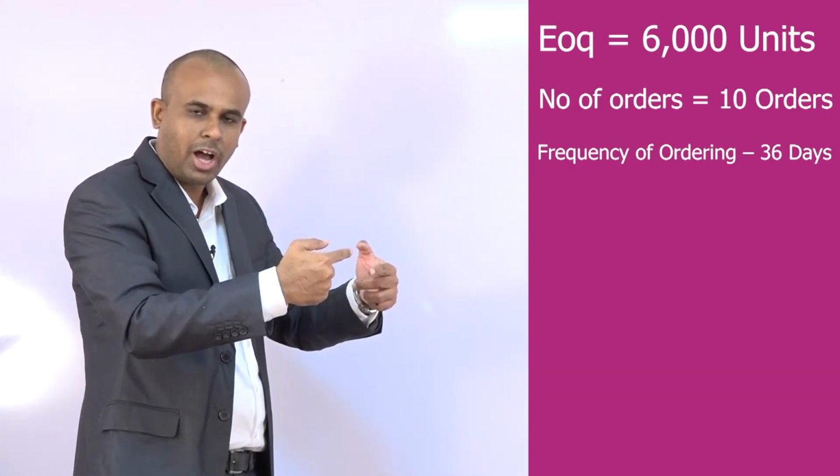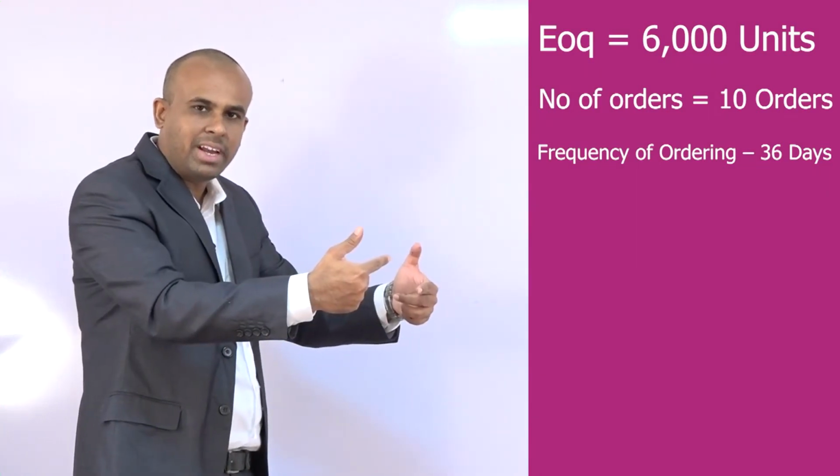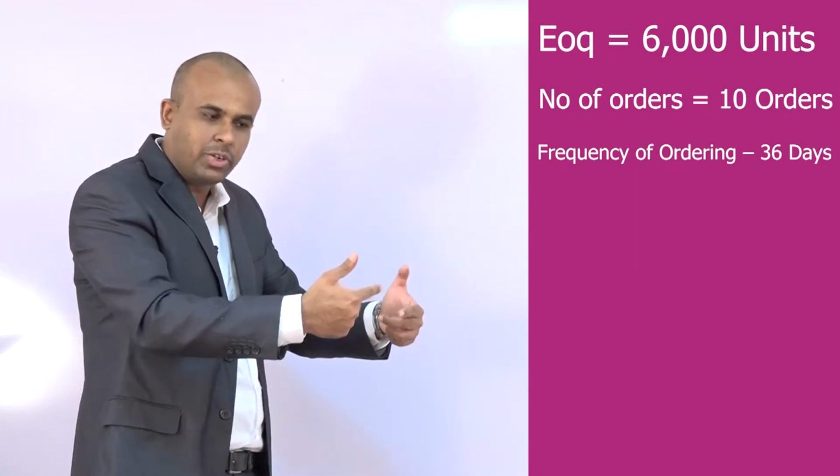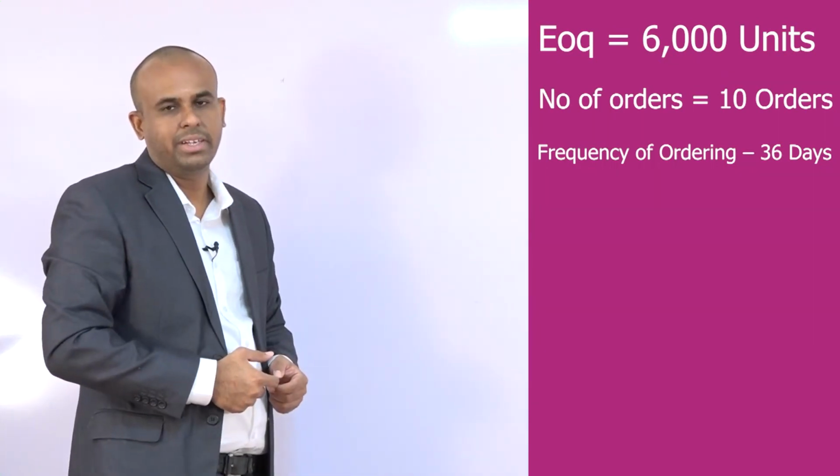How many units? 6,000 units. Again after another 36 days you place another order. How many units? 6,000 units. Likewise you do how many times? 10 times in a year.